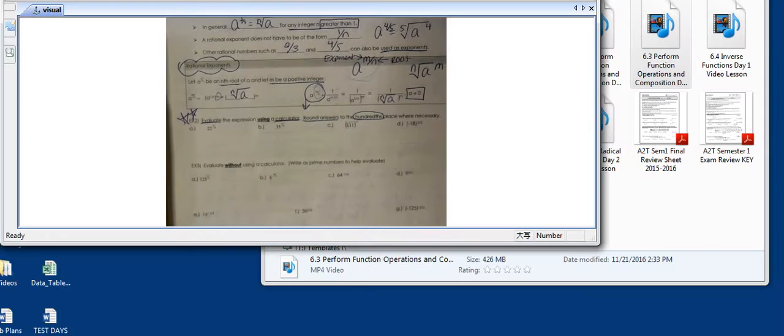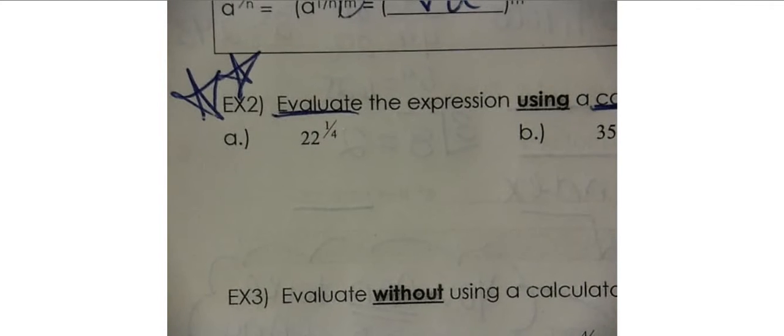So for this problem, we have 22 to the 1/4 power. And so if we wanted to evaluate 22 to the 1/4 power, we're going to put this into our calculator.